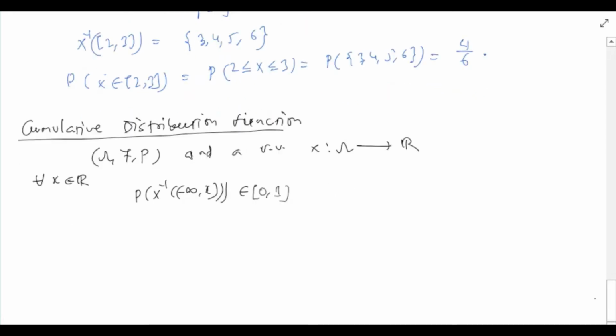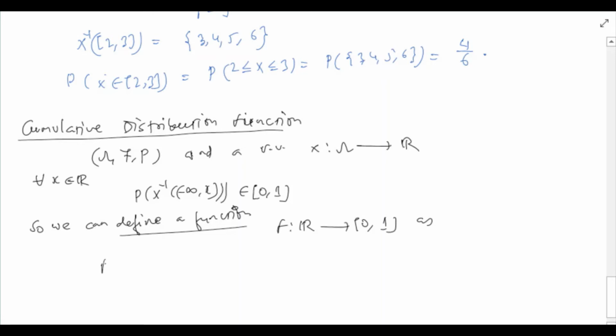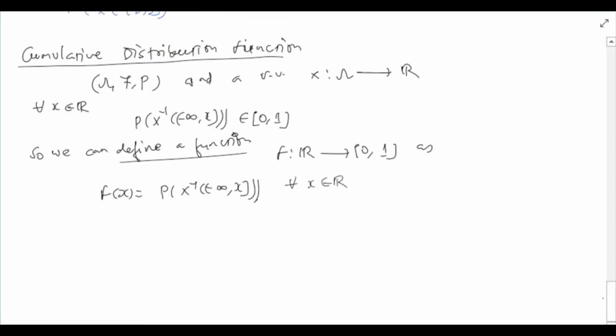So we can define a function capital F from R to [0, 1] as follows. F of small x is nothing but this probability, of X inverse of the closed interval (minus infinity, x], for all x in R. This function is called the cumulative distribution function of X.